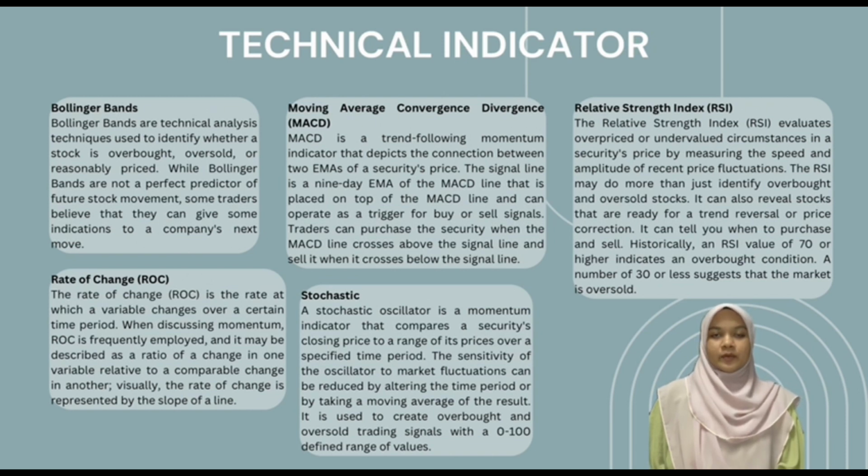Stochastic. The stochastic is a momentum indicator that compares a security's closing price to a range of its prices over a specific time period. The sensitivity of the stochastic to market fluctuation can be reduced by altering the time period or by taking a moving average of the result. It is used to create overbought and oversold trading signals with a defined range of values from 0 to 100.